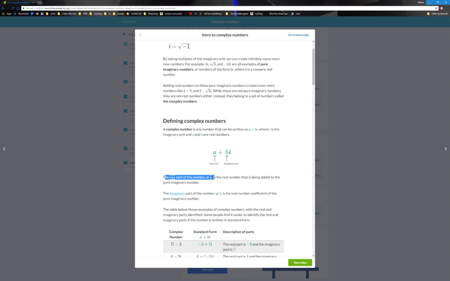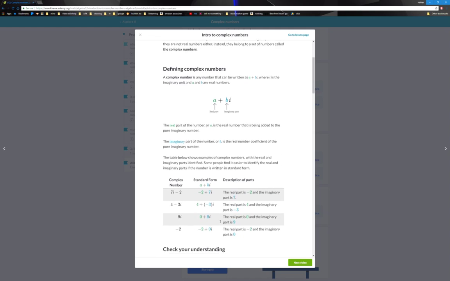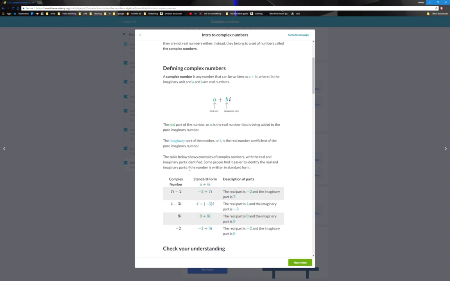The real part of the number, or a, is the real number that is being added to the pure imaginary number. The imaginary part of the number, or b, is the real number coefficient of the pure imaginary number. The table below shows examples of complex numbers with the real and imaginary parts identified. Some people find it easier to identify the real and imaginary parts of the number if the number is written in standard form.